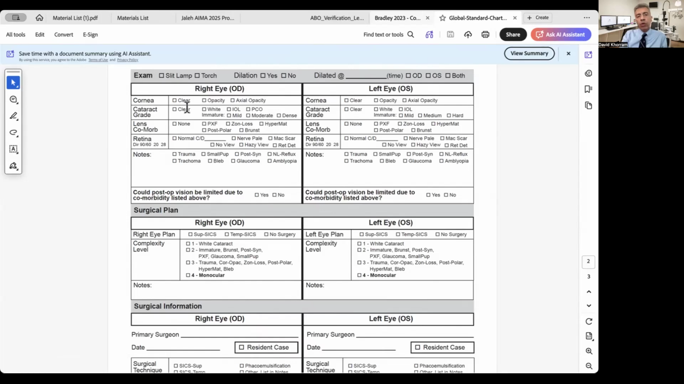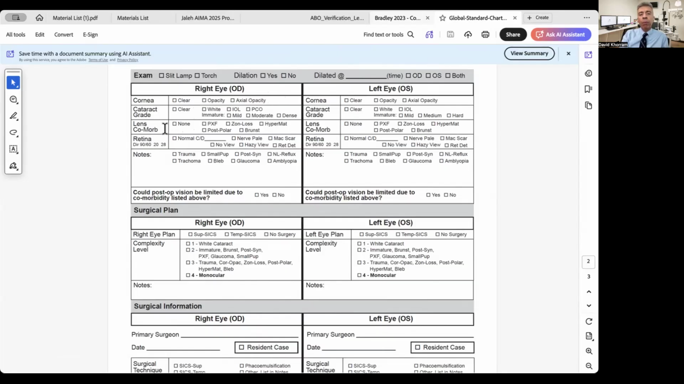Cataract grade, we will revamp this a little bit, but the basic issue is there should only be one box that is checked. The opacity of the lens, whether it's nuclear or posterior capsular or cortical, either it's mild, moderate, dense, or white. So please select one of those. If they have an intraocular lens or a posterior capsular opacity, one of those can be selected.